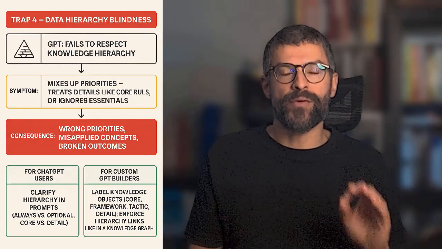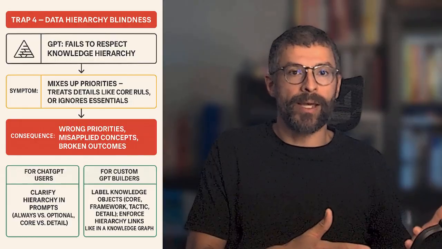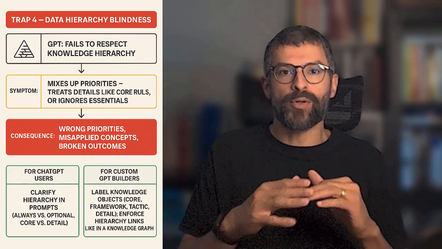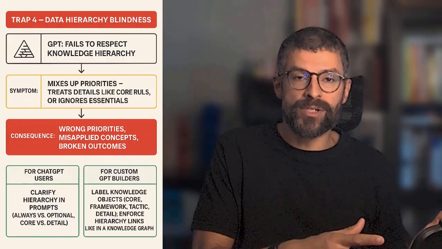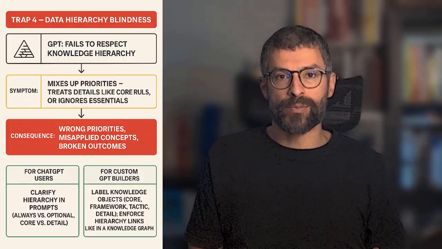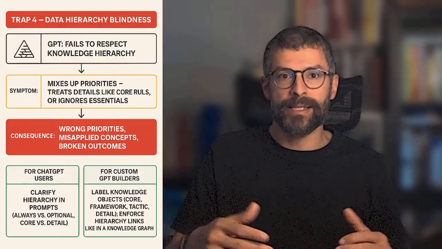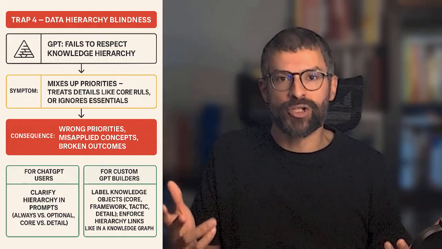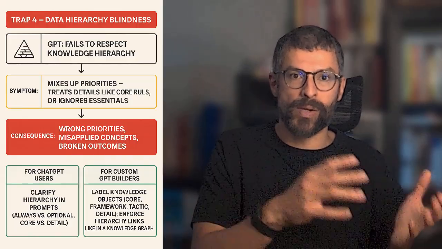Be explicit. If you're using ChatGPT, spell it out. This is a universal rule. Always apply it. Or this tactic is only for this case. Keep a short list of non-negotiables and repeat them often. If you're building custom GPTs, structure the knowledge properly. Label things with core rules, frameworks, tactics. Define how they relate. Think of it as a knowledge graph, so the model knows what's a foundation and what's just a situational tweak.